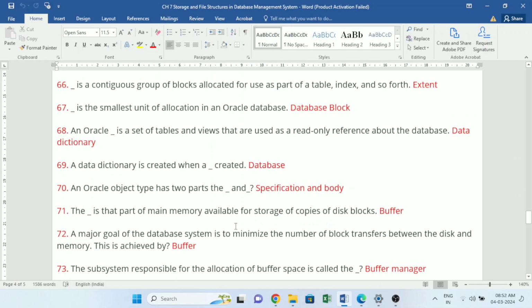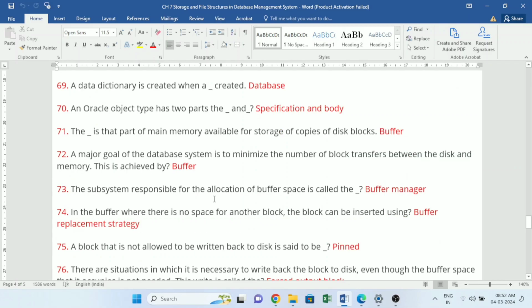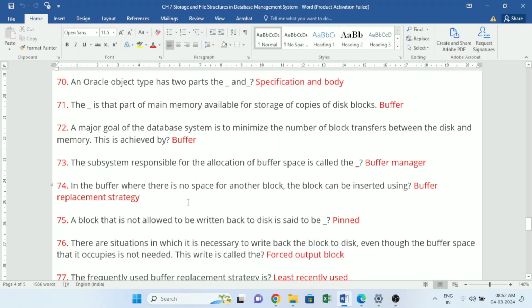69. A data dictionary is created when a _ is created. Database. 70. An Oracle object type has two parts, the _ and _. Specification and body. 71. The _ is that part of main memory available for storage of copies of disk blocks. Buffer. 72. A major goal of the database system is to minimize the number of block transfers between the disk and memory. This is achieved by buffer.